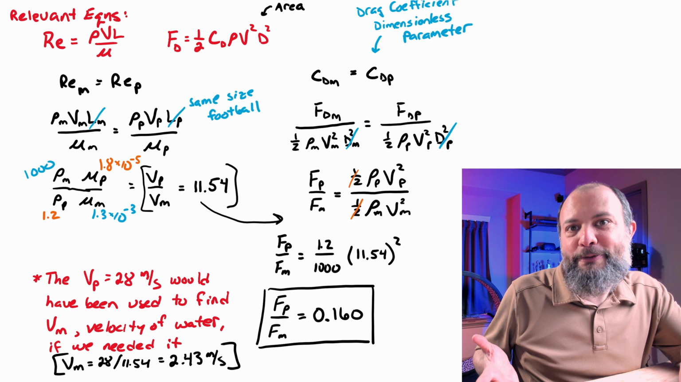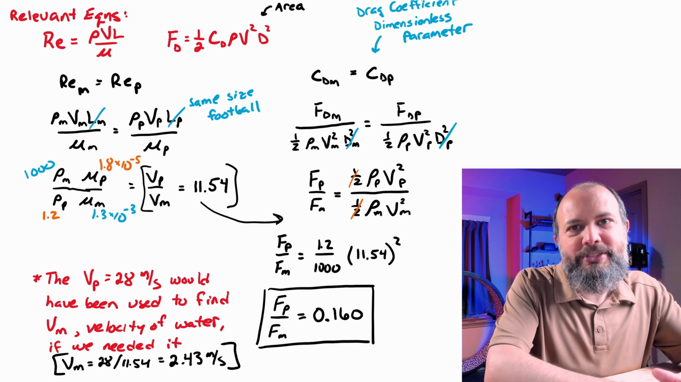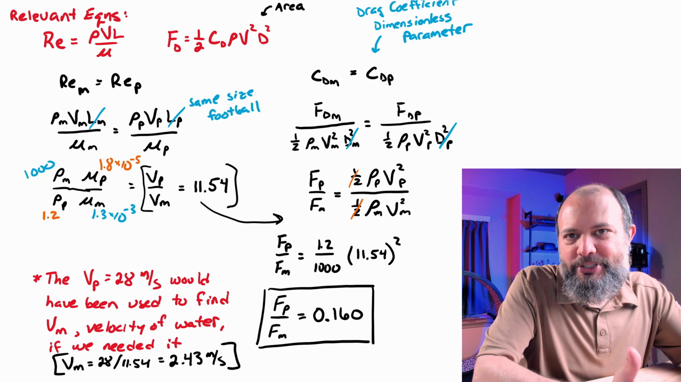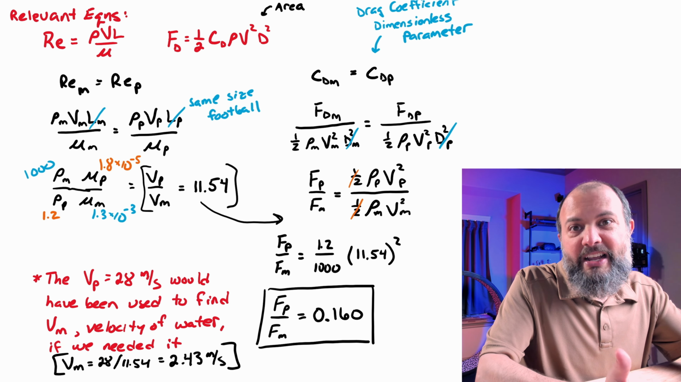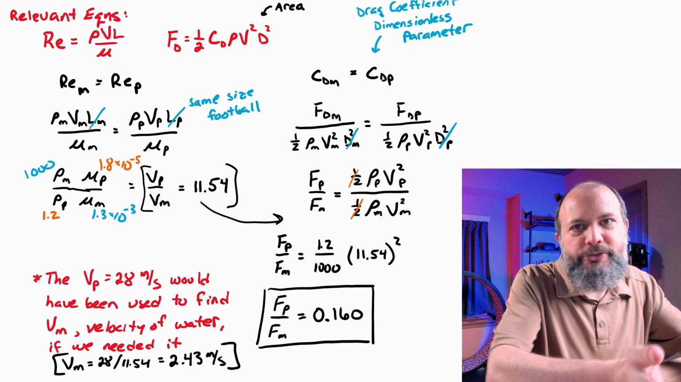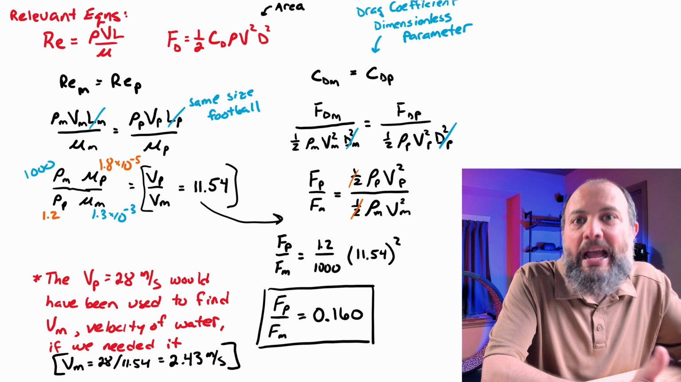If we did need that for this problem, we could solve that using just the Reynolds number side, not the drag coefficient at all. And we get about 2.4 meters per second in water, which is much slower than the airspeed and a very reasonable number. You could definitely build a water tunnel that could go 2.4 meters per second in order to actually set up this experiment.